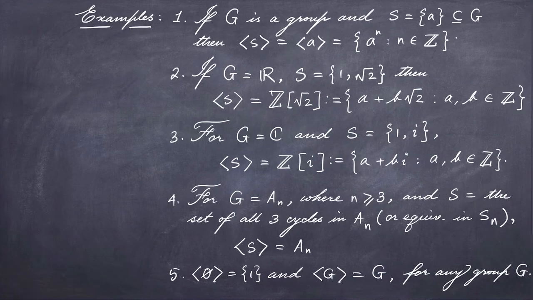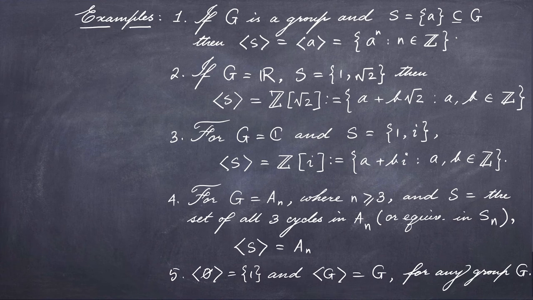The first example of this is when S is a singleton, then this is precisely the cyclic group. Now let's say G is R and S is 1 and root 2, then the subgroup generated by S, which is denoted by this, will be, since the operation is plus, all the integral combinations of 1 and root 2.